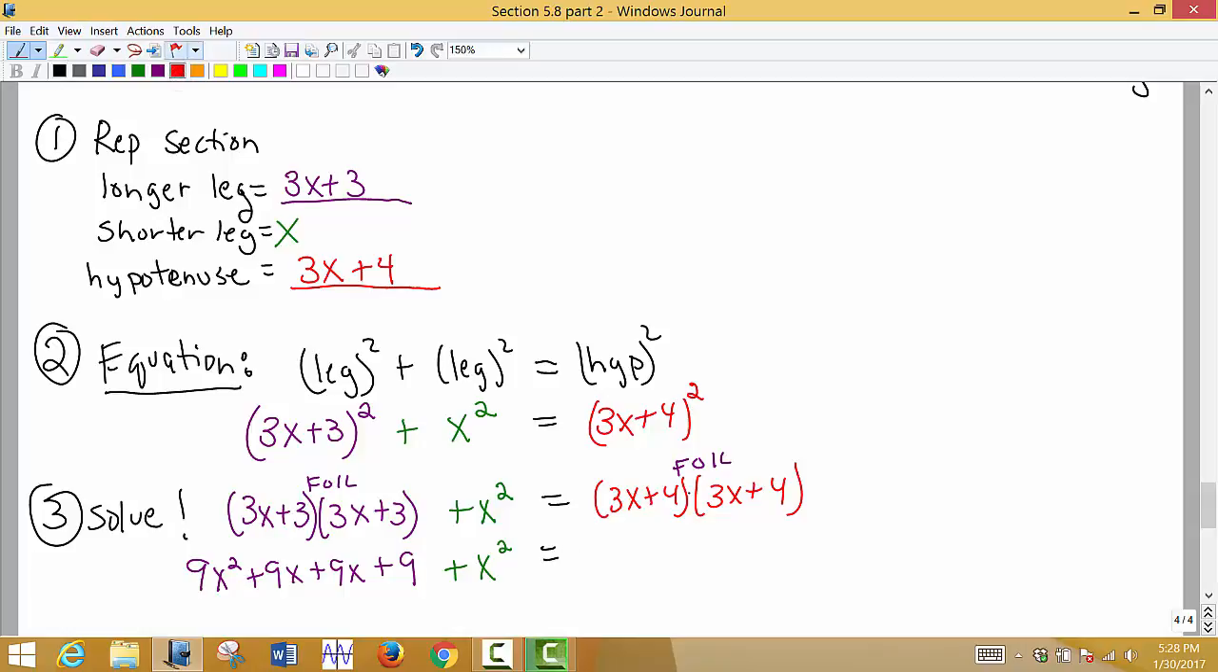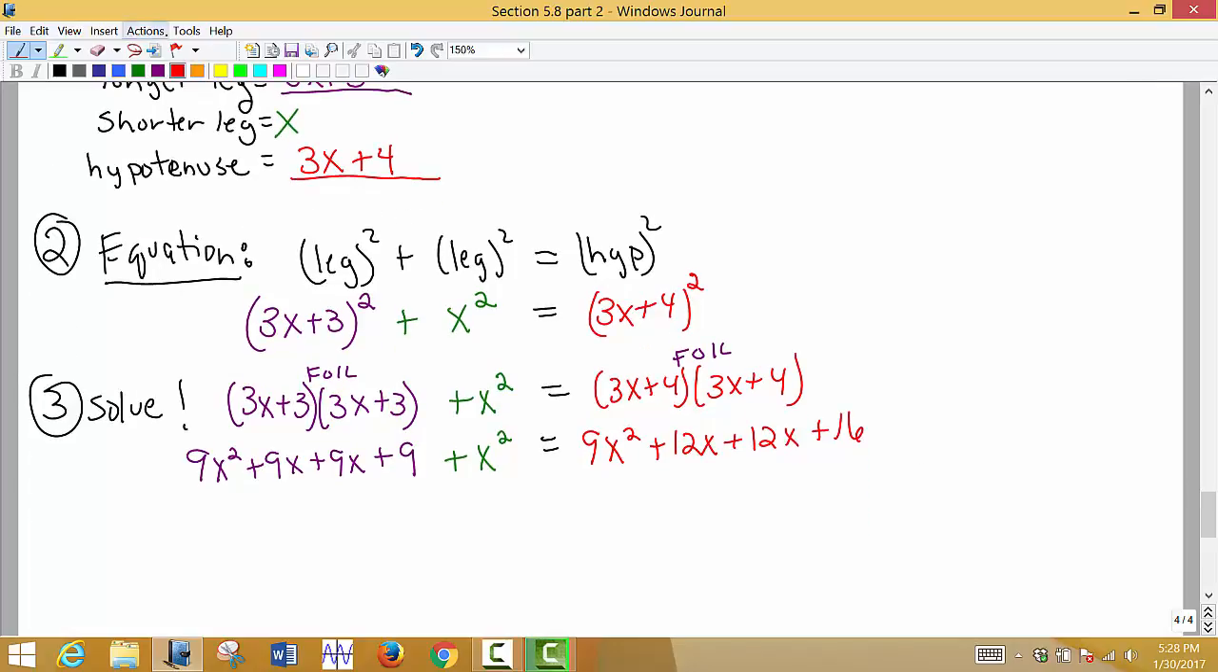Now I'm going to FOIL the hypotenuse. So that will be 9x squared plus 12x plus 12x plus 16. Now I will simplify on either side, so I will combine like terms. We have the x squared terms that are like terms, so I'm going to combine them to get 10x squared. I'm going to combine the x terms to get plus 18x, and then the only thing left is that constant plus 9.